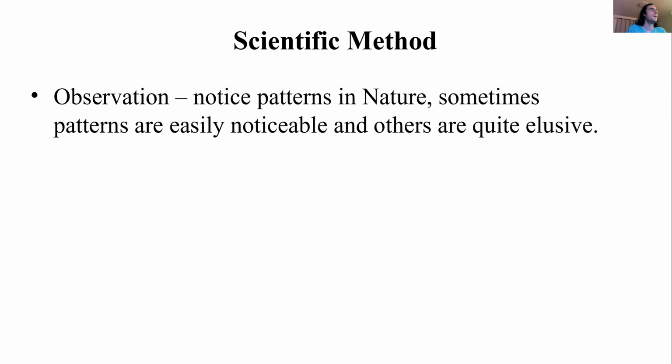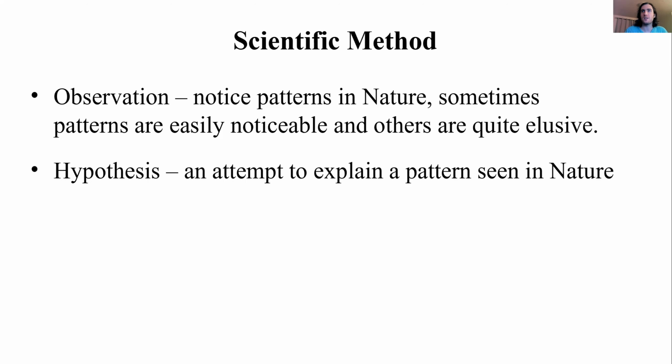Let's talk a little bit about the scientific method, which is kind of covered in this chapter, but not quite in a complete picture way. The scientific method begins by making observations, which basically means to notice some patterns in nature. And sometimes the patterns are easy to see, and sometimes they're quite a bit difficult.